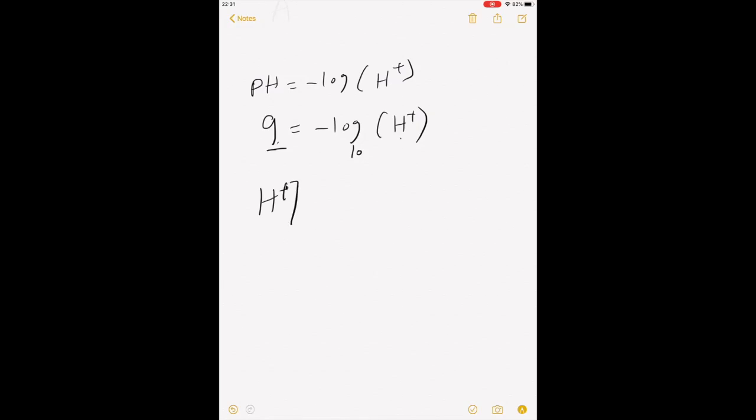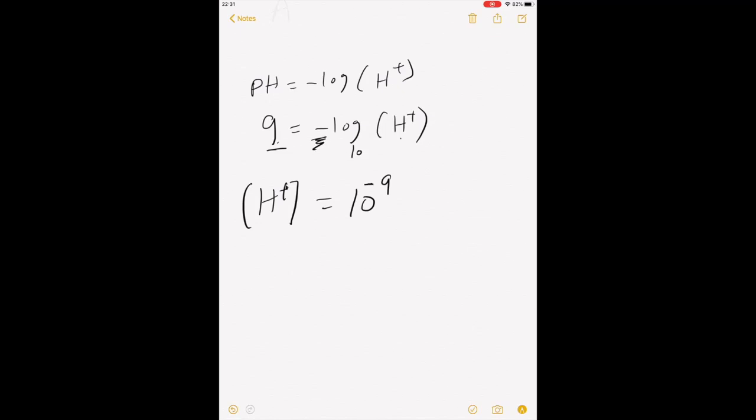Okay, question 8. So it's about pH. pH equals minus log of the hydrogen ion concentration, and it's telling you it equals 9. So the value is 9 equals minus log of hydrogen ions, and you remember this is base 10. That means hydrogen ion concentration is 10 to the power of 9, but don't forget the negative sign.